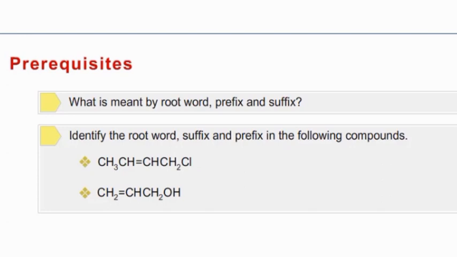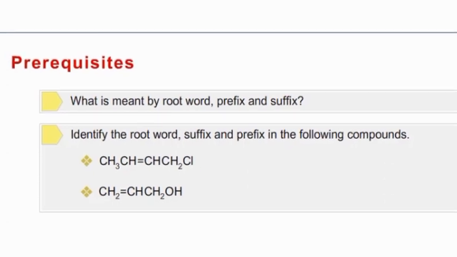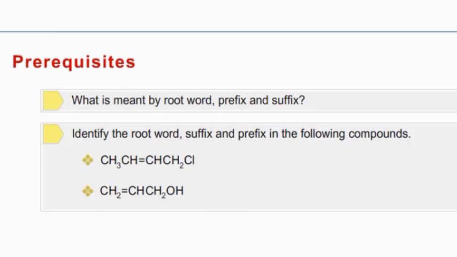Hello dear students. In the previous class, we were discussing the fundamentals of nomenclature of organic compounds. So we have discussed what the root word is, what the prefix is and what the suffix is. So today I want you to do a small classwork, which is to identify the root word, suffix and prefix in the following compounds. The compounds are given.